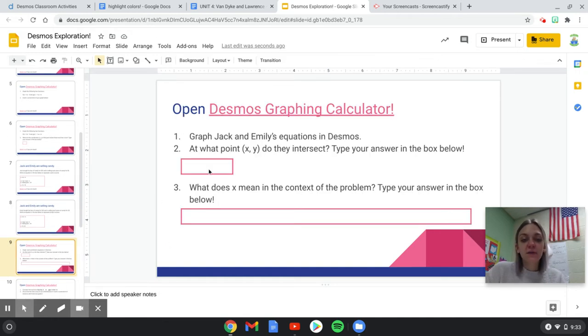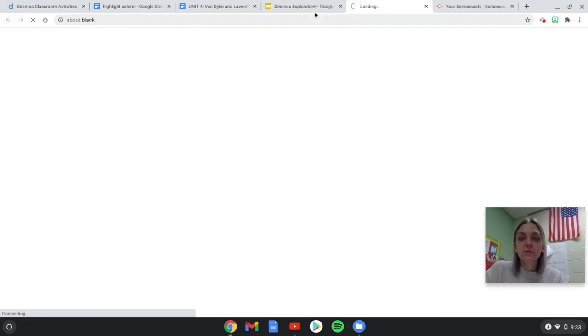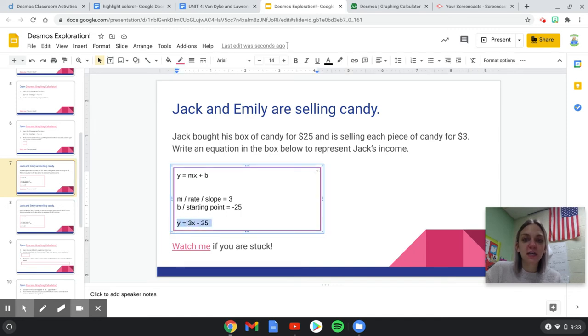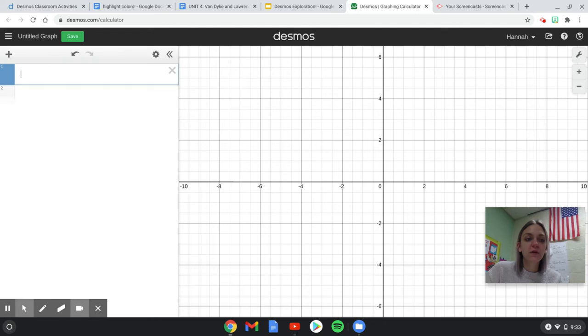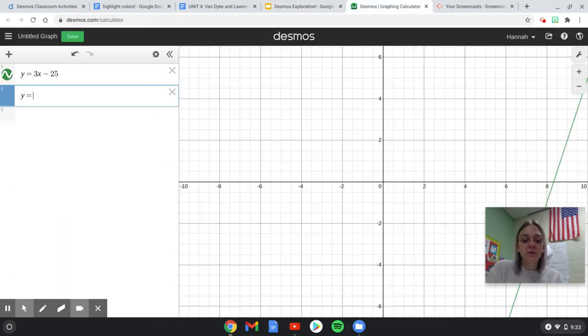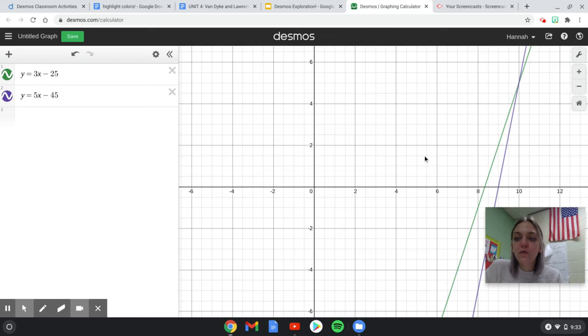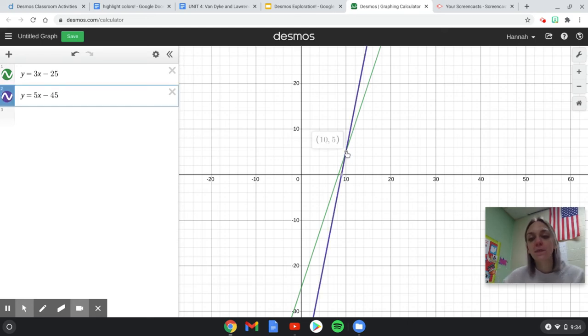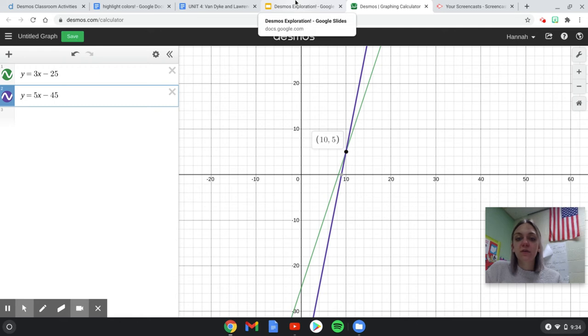Now if I go to slide 9 here, the first step is telling me to graph Jack and Emily's equation in Desmos. So if you don't have your graphing calculator open, go ahead and open it. I am going to copy Jack's equation here. Oh no, it didn't go. So I'm going to type Jack's equation, 3x minus 25. And if you need to pause the video to do this, please do so. And then I'm going to graph Emily's equation, y equals 5x minus 45. Perfect. So you might have to scroll over a little bit to see these graphs. You might have to zoom out a little bit. Just play around until you can see where the two graphs meet and that you have a good view of these two graphs.